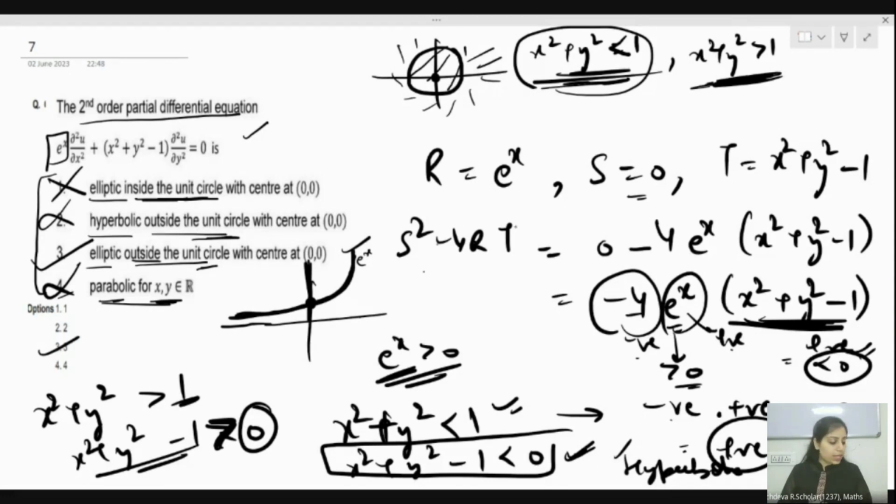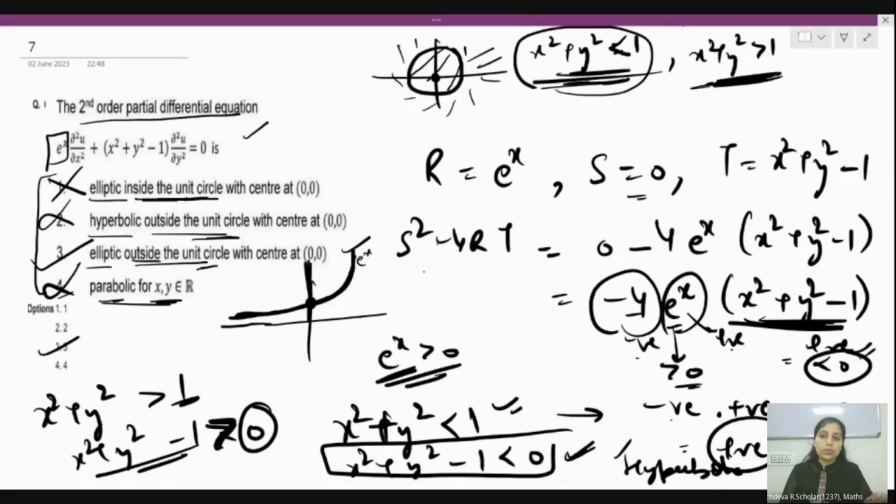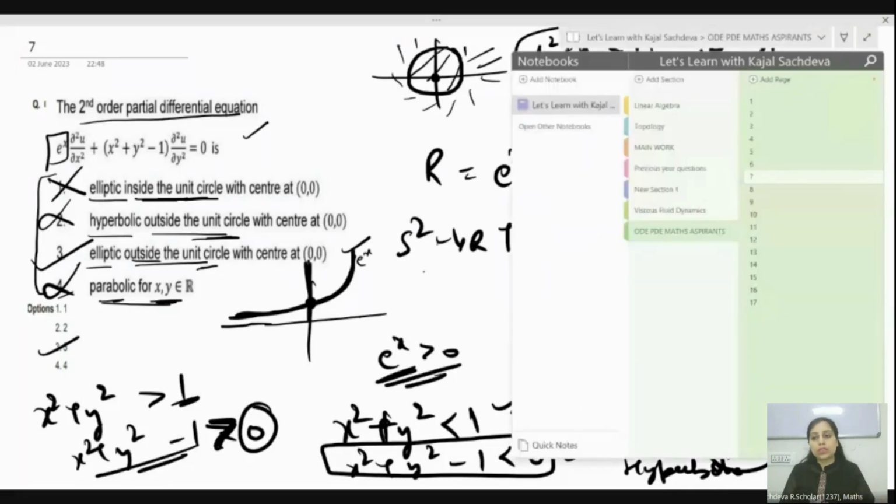So from here, we can easily see these kinds of problems are very easy. Just focus on R, S, T and find s squared minus 4RT. Based on that, if it is greater than 0, then it is hyperbolic. If it is equal to 0, then it is parabolic. And if it is less than 0, then elliptic. That is the only way to find the behavior of these equations.